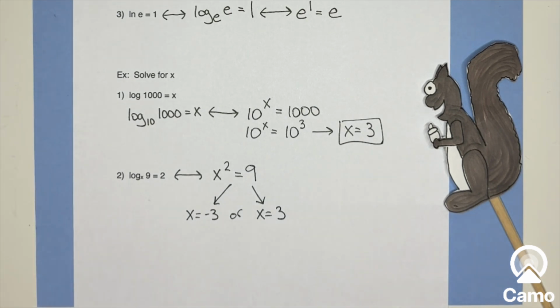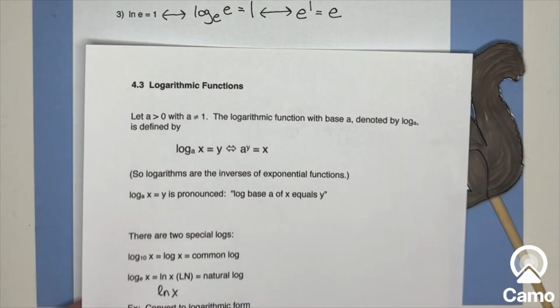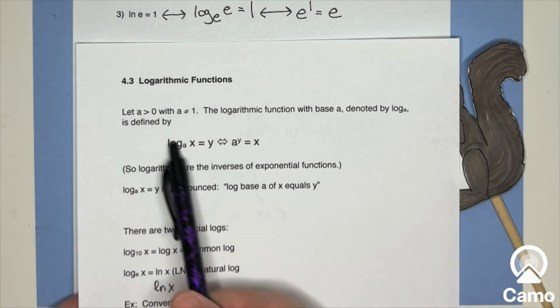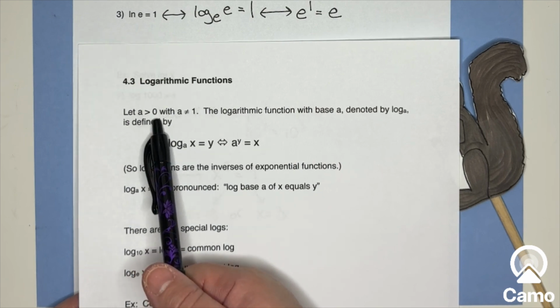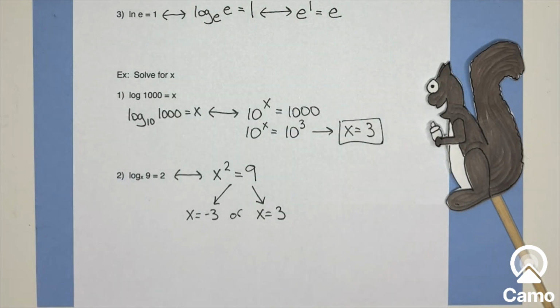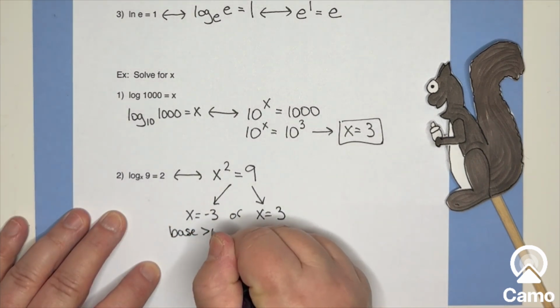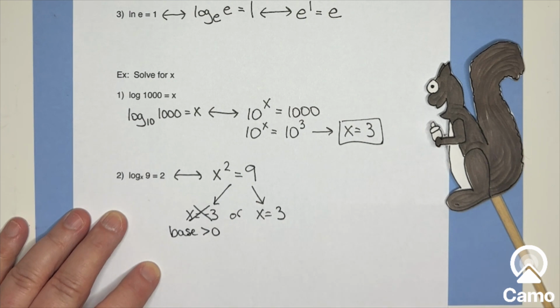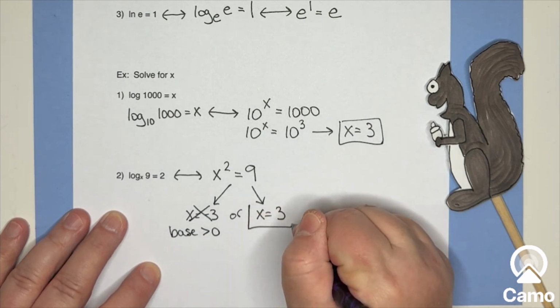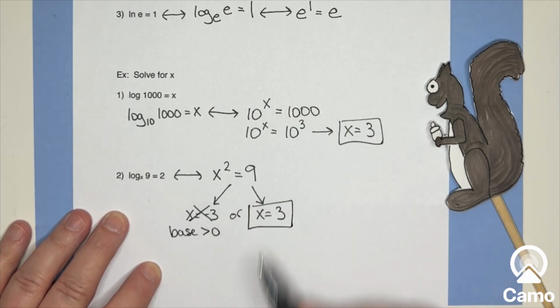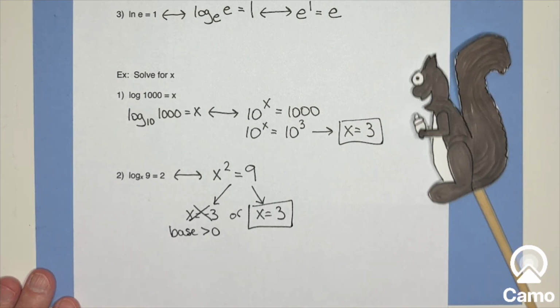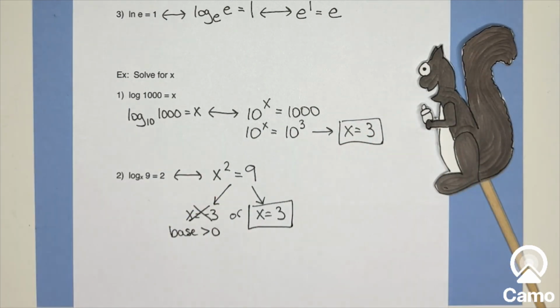Now, if you recall, and this was kind of quick, so you may not remember, but right in the beginning I said let's let a, which is the base, always be greater than 0. So in fact, the base has to be greater than 0, so that can't be an answer. So our answer is, look at me loving the answer, x equals 3. Yeah, my squirrel friend likes it too. Woohoo! Okay, so let's keep going.